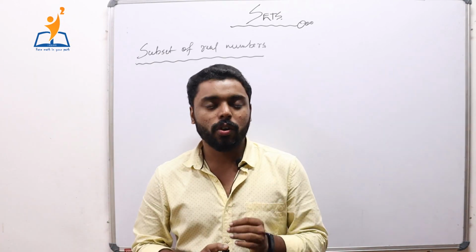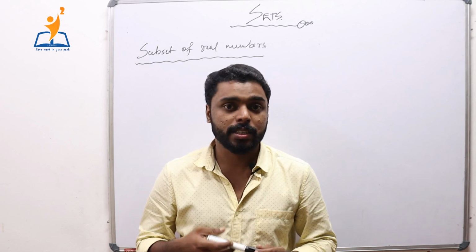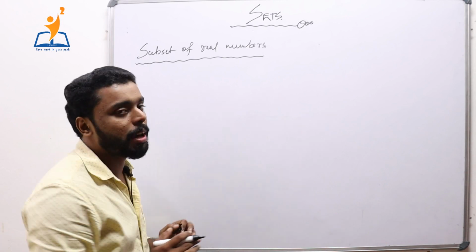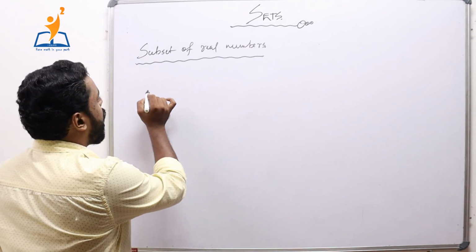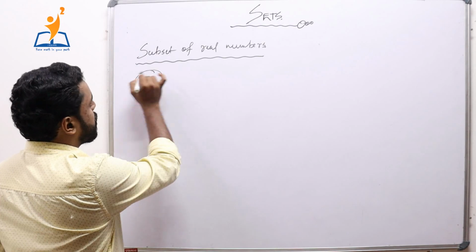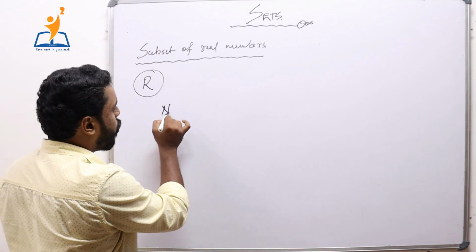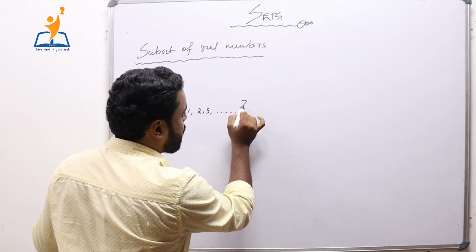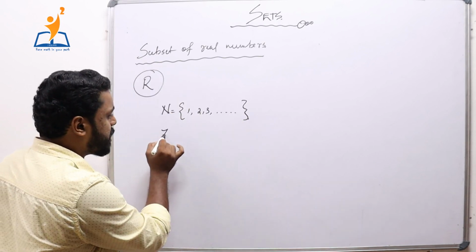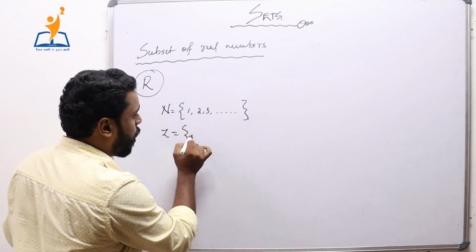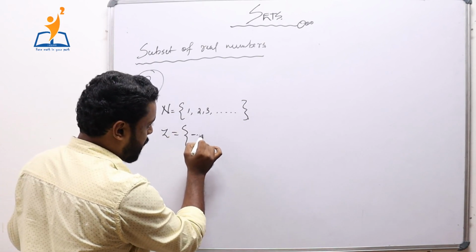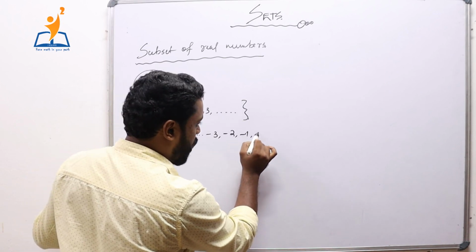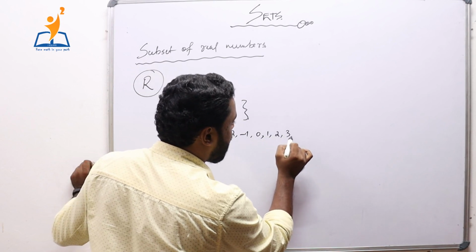So now we are going to find the subsets of real numbers. We know that the real numbers include all the numbers in the entire number line, isn't it? Let R be the real numbers. We know that the set of all natural numbers includes 1, 2, 3, etc. Now we know that the set of all integers begins from minus infinity and we have minus 3, minus 2, minus 1, 0, 1, 2, 3, etc.